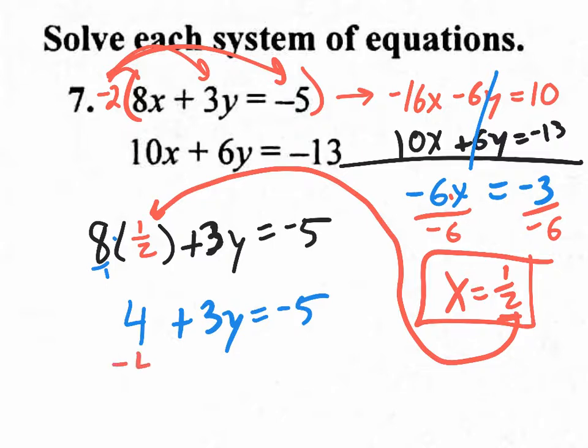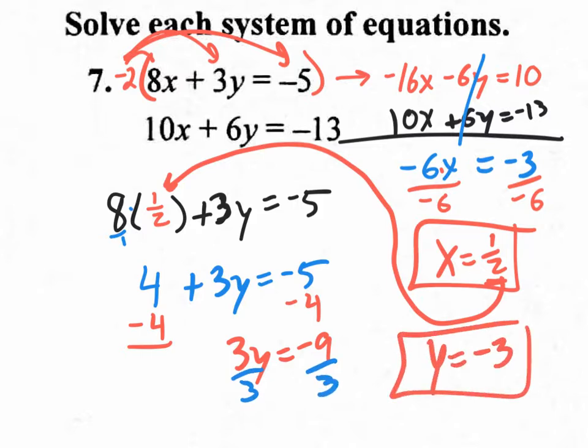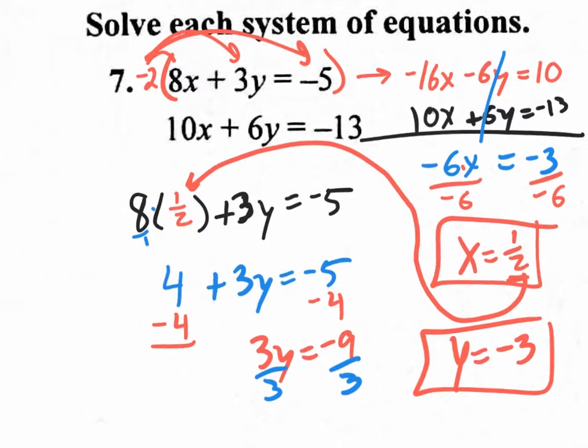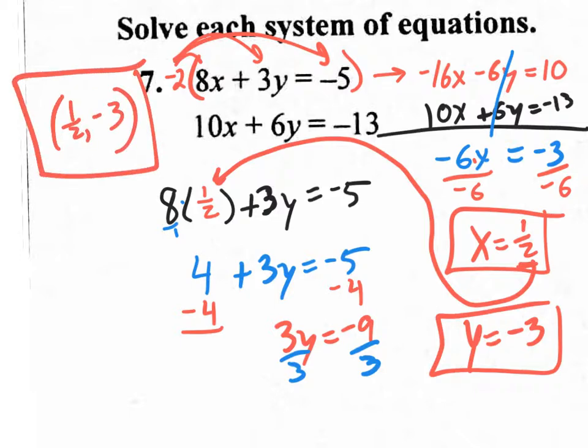And you continue to solve by subtracting 4. 3y equals negative 9. So my final step will be to divide by 3. Final answer is y equals negative 3. So let's write it as a solution to the system in coordinate format. That'll be 1/2 for the x and negative 3 on the y. This is my solution.